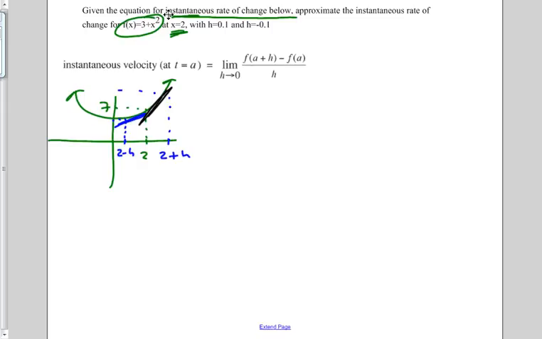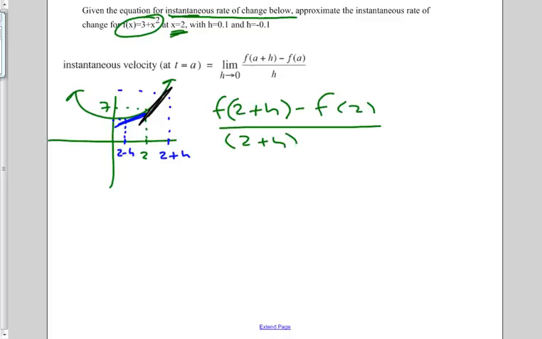And in both of those cases, the slope is going to be, in the first one, f of 2 plus h minus f of 2 all over 2 plus h minus 2. And the 2's will go away, so there's just an h. And so that should start looking very familiar to this case up here. Instead of the a, we've got 2. So we're looking at the instantaneous velocity at 2, and we're going to do that by letting h get close to 0.